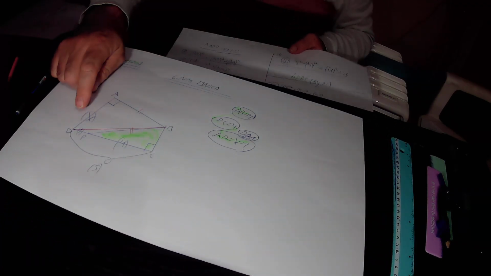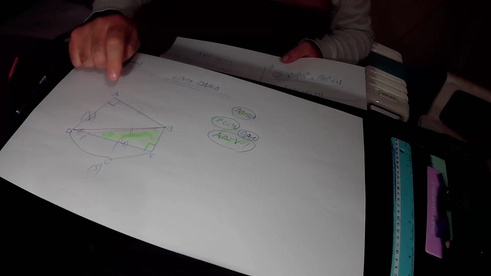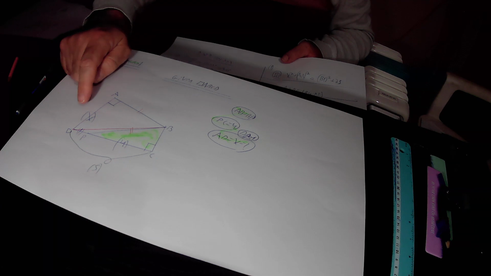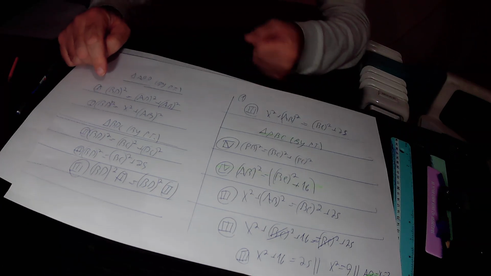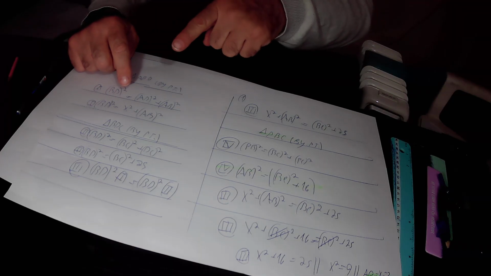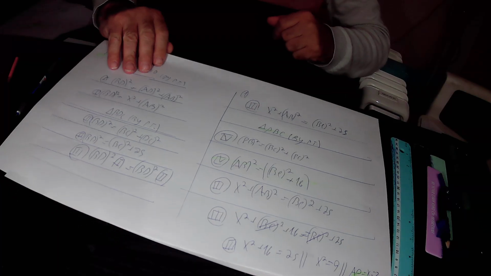BD is the missing hypotenuse, so we leave this as it is, and this equals AB squared plus AD squared. AD is x, therefore AD squared is x squared. So according to equation 1, BD squared equals x squared plus AB squared.